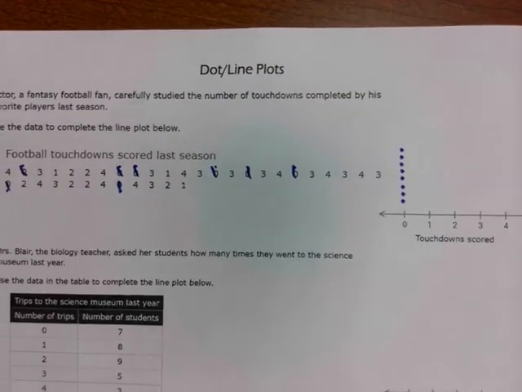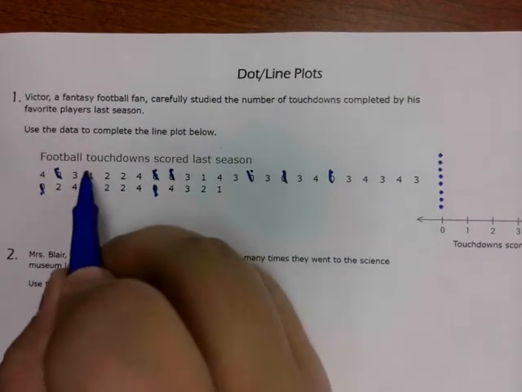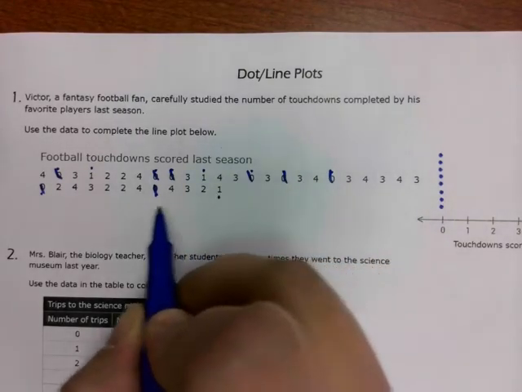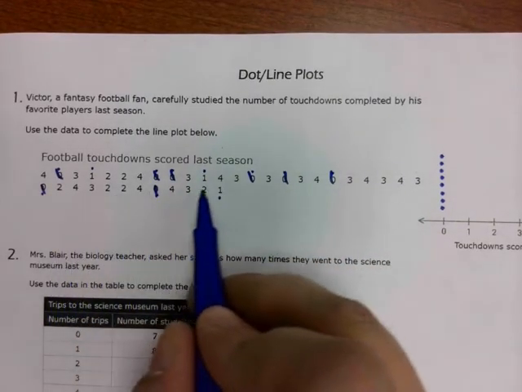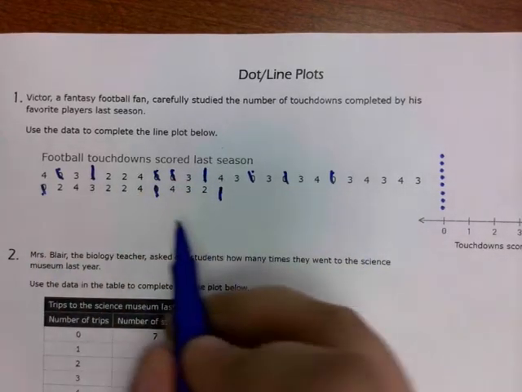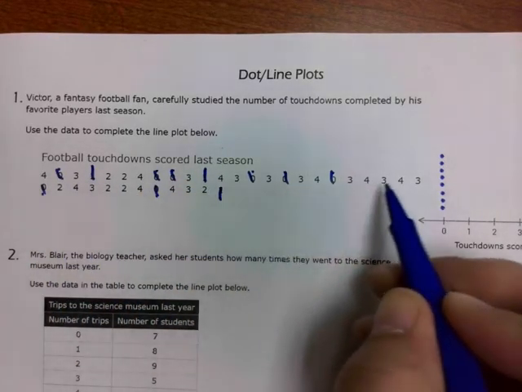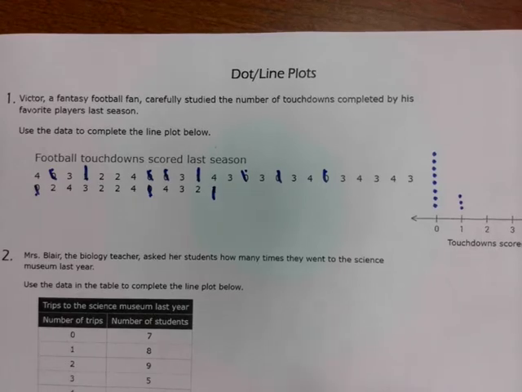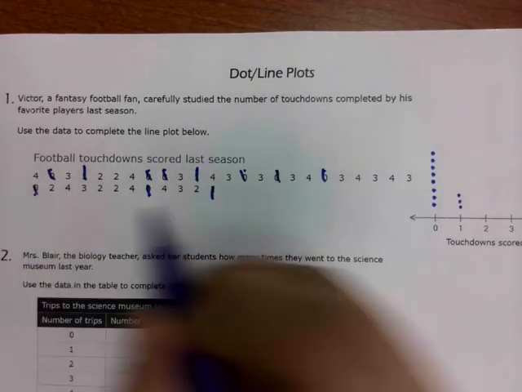That is it. All right, for the number 1, we've got 1, 2, 3. I believe that's it. I don't see any more. So above the number 1, we're going to put 3 dots.